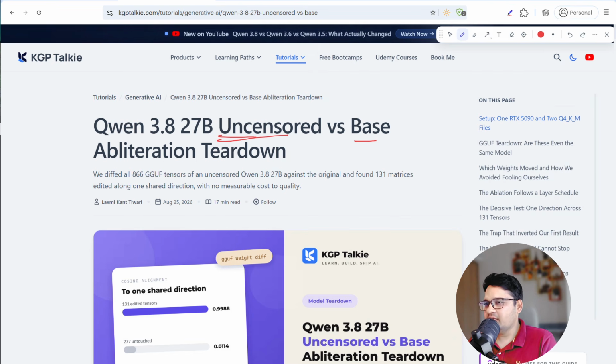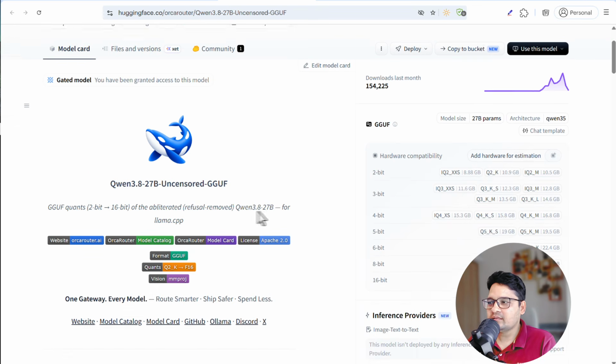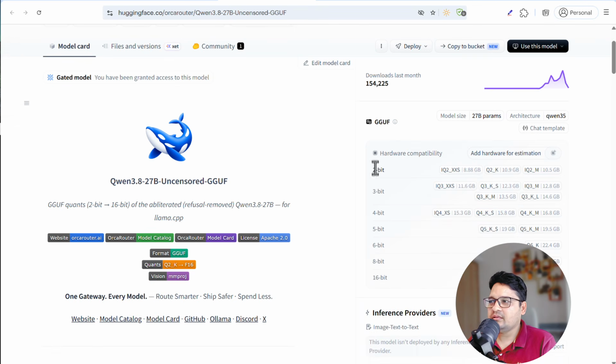First of all, let me tell you which particular uncensored model I'm using in this lesson. I'm using an uncensored model from Orc Router. Orc Router has given us this uncensored model for Qwen 3.8, and they have given it in various bit formats. I selected Q4KM. This is the famous 4-bit quantization technique, which is generally also used by Ollama, and it is also available in Unsloth. So we will be using this particular model.